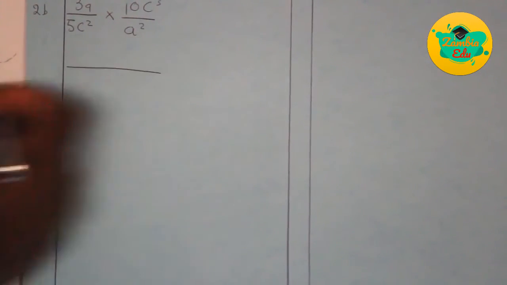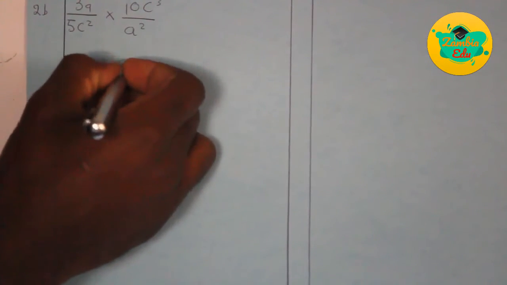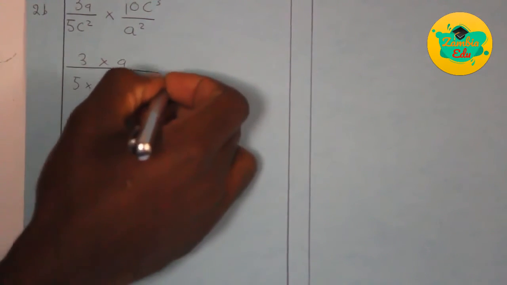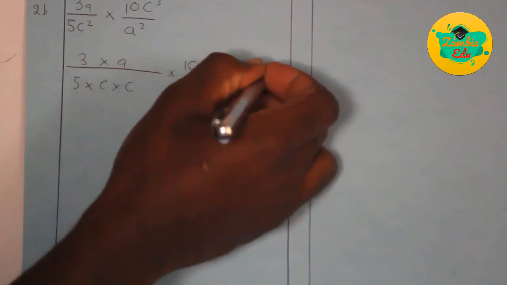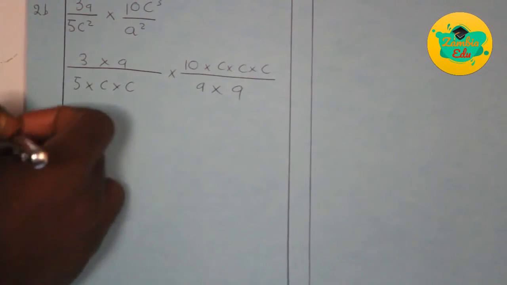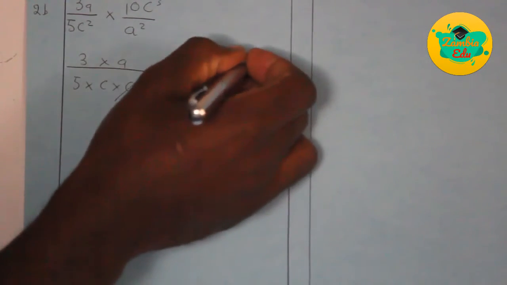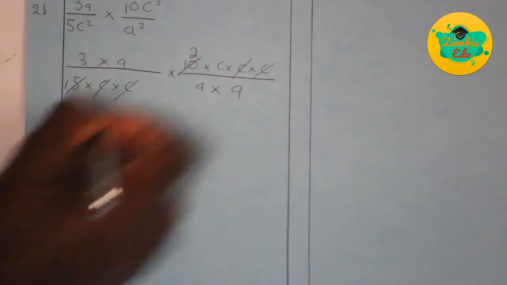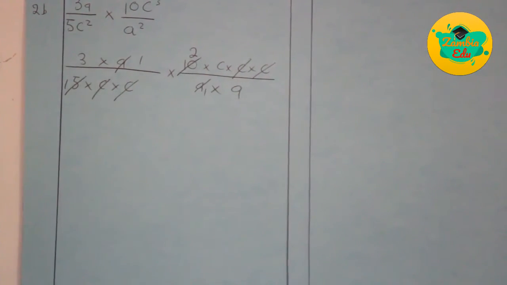So to sort that one out, we expand: 3 times a over 5 times c times c times 10 times c times c times c over a times a. Then we cancel as common in the diagonals c, c, c, c. 5 there, 1, 5 there, 2. A there, 1, a there, also 1.